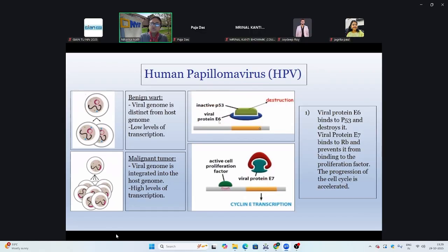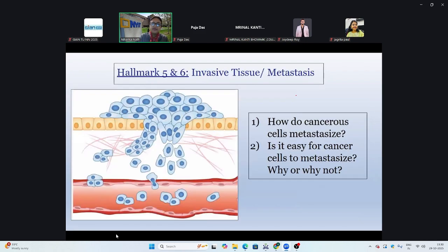So, long story short, P53 is destroyed, and E7 protein binds to RB. This thing is RB here, and so these viral proteins just bind to the tumor suppressors. Okay, it'll just bind to the tumor suppressors, and the tumor suppressors cannot function, or the tumor suppressors are degraded. So bad story both sides.